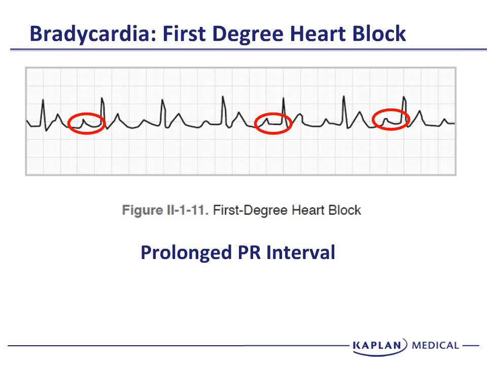The normal PR interval on an EKG should be anywhere from 0.12 seconds to 0.21 seconds, or 210 milliseconds. So the normal PR interval should be no more than 210 milliseconds. If you see more than that, that is the definition of a prolonged PR interval. And again, that means that there is an AV nodal conduction delay. And that is a prolonged PR interval. This is first-degree heart block.